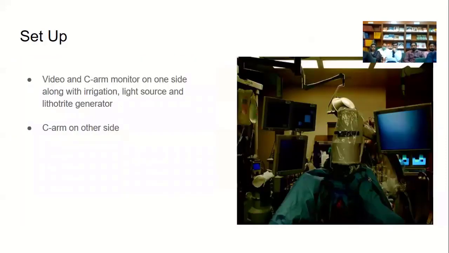Then the setup. In the setup, the video and C-arm monitor are placed on one side of the patient, along with the irrigation, light source, and lithotripsy generator, whereas the C-arm is placed on the other side. Here we can see that the C-arm is placed on one side, and all the screens and the water source are placed on the other side.